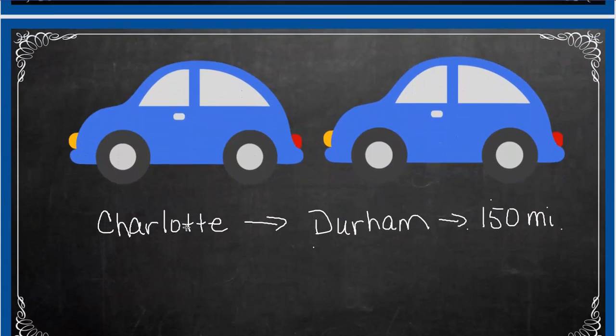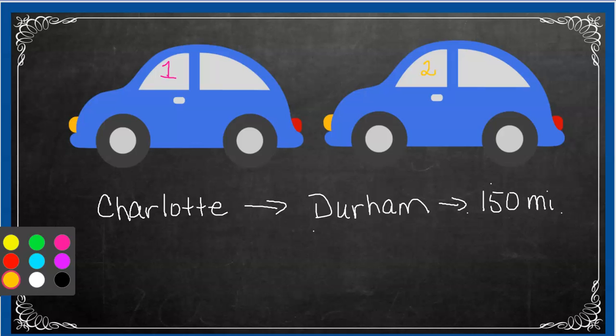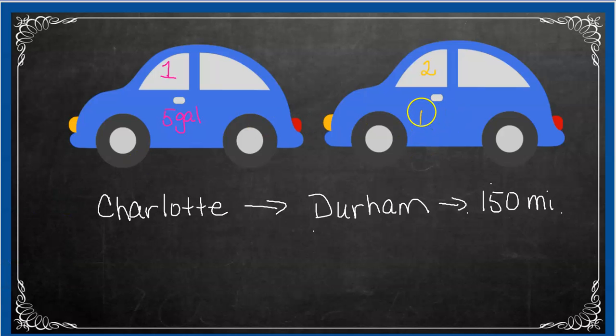So let's say you and a friend are going to drive from Charlotte to Durham. Charlotte to Durham is about 150 miles, give or take. So you're each in your car, and let's say car number 1 is yours and car number 2 is your friend's. Let's say your car uses 5 gallons of gas to go on that trip from Charlotte to Durham, and then your friend's car uses, let's say, 10 gallons of gas. Well, what we want to know is which one of you is getting better fuel mileage.